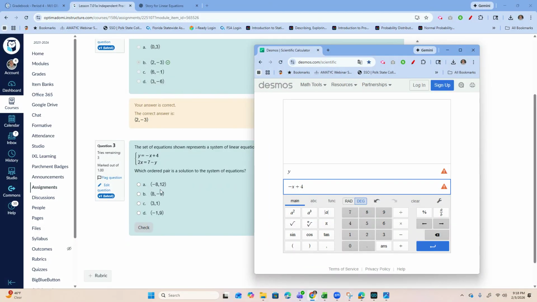That's what I'm showing you with the calculator. So let's start with the first pair, negative 8, 12. Remember, first number is x, second number is y. So I have the y. I'm going to replace this y with the first pair here with 12.